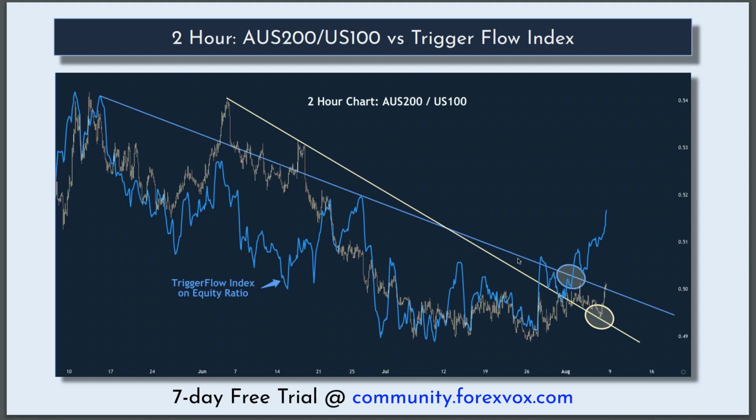And I say that because going back to the middle of May, we can see a trend line off of the previous tops for the trigger flow index, and we're breaking above that and accelerating higher. Likewise on price, tops here, come down, retest the trend line, coming back up higher here. So I think this offers a very, very nice risk-reward setup going long the Aussie 200 versus the NASDAQ 100. Go long presently here in the 0.5 area with stops just down below the lows, 0.49.